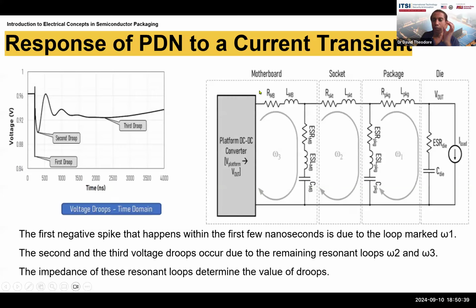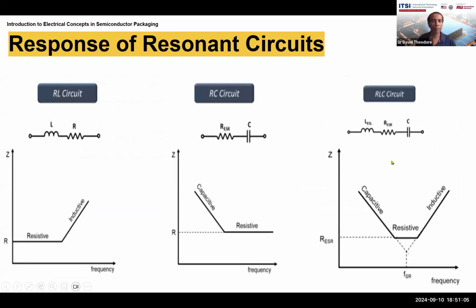So each different motherboard design, each socket design, each package design, each die design will end up in a different omega 1, 2, and 3, which means a different behavior like this. And so you literally have to go through this process of simulating it, creating a test system, checking, calibrating the simulation, and then changing the values, going through this a few times to get to the correct values that you want.